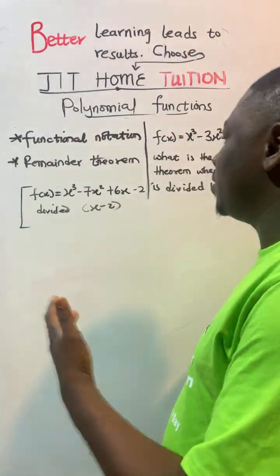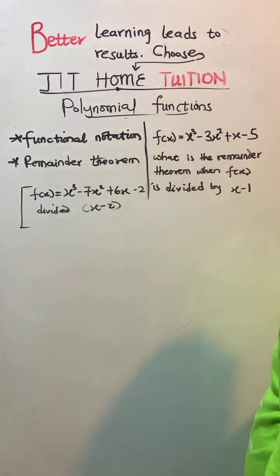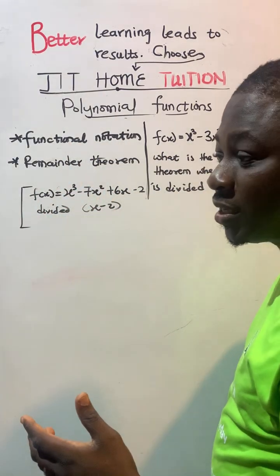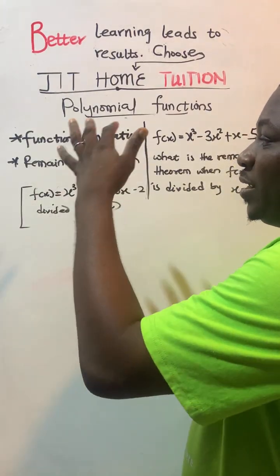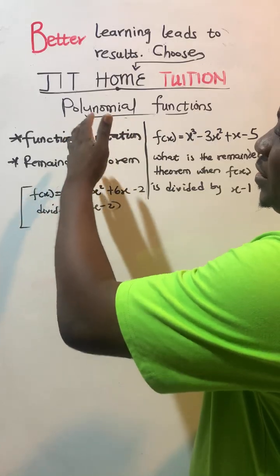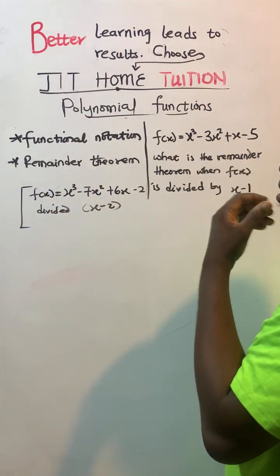So we are going to continue with the remainder theorem. We've looked at the functional notation. If you want to understand it, kindly go back to our previous video and look for lesson 5, and you will get an understanding of what the functional notation is about. So now we are going to look at the remainder theorem.